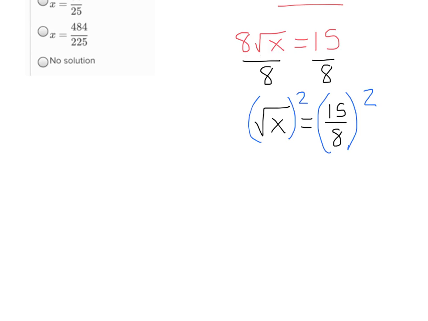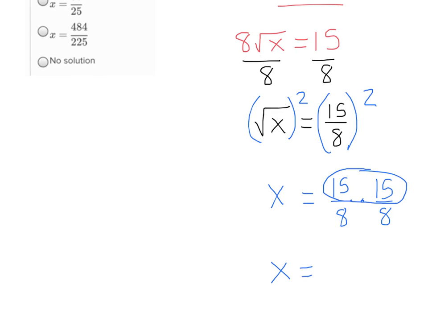So if the opposite of square root is squared, then that means that all that's left on the left side is x equals, and then I'm going to square 15 over 8. Well, that's the same thing as 15 over 8 times 15 over 8. Okay, and when you multiply fractions, you just multiply the top times the top. So 15 times 15 is 225. And 8 times 8 is 64. And so there's our answer.